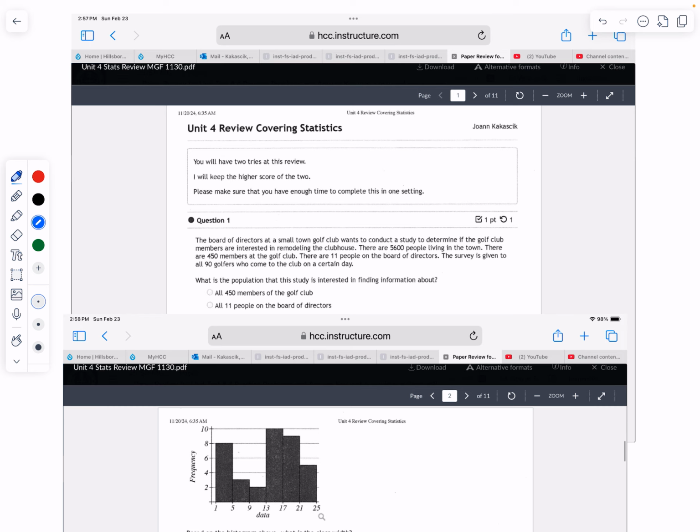The answer to that is going to be all the members of the golf club, because that's what we're trying to figure out. And then the sample size is going to be the 90 golfers. All right.